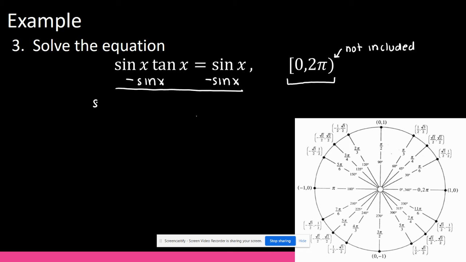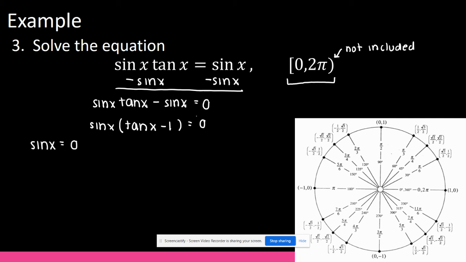And so now I have the sine of x times the tangent of x minus the sine of x equaling 0. Because this is still a factoring problem. I have 2 terms and they have something in common. I'm going to factor out the GCF. So the sine of x gets factored out, and that leaves us with the tangent of x minus 1 in parentheses, and that still equals 0. So now that I've factored everything as much as possible, I'm going to set each factor equal to 0.